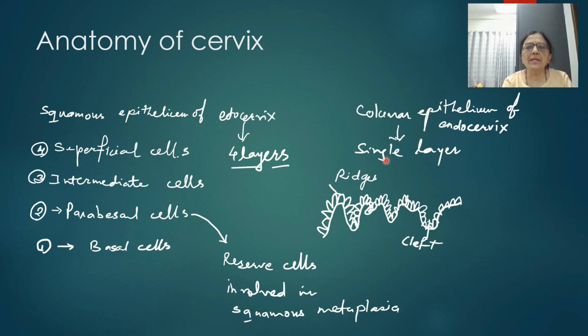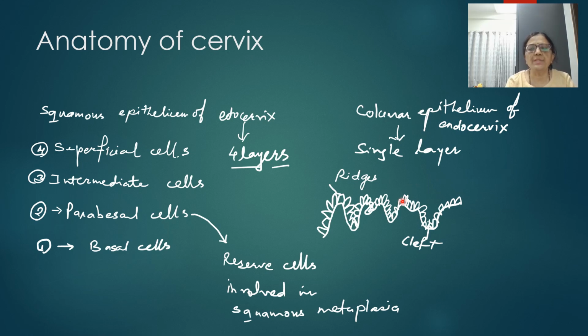Columnar epithelium is a single layer, but cervical columnar epithelium is arranged in such a fashion that there are many ridges and clefts. So the upper part is ridges, whereas the lower depths are the clefts, and some ingrowing is also there. So ingrowths, ridges, and clefts are the terminologies used whenever we are describing the columnar epithelium of the cervix. There are no glands there. There are no endocervical glands. To call them glands is a misnomer.